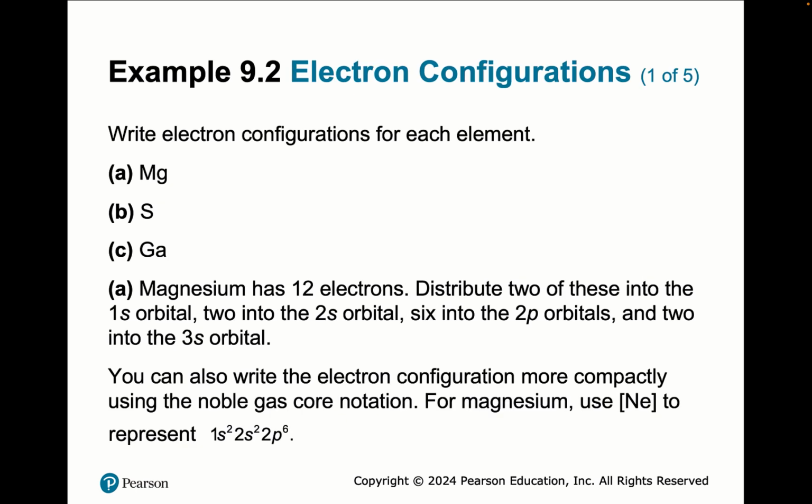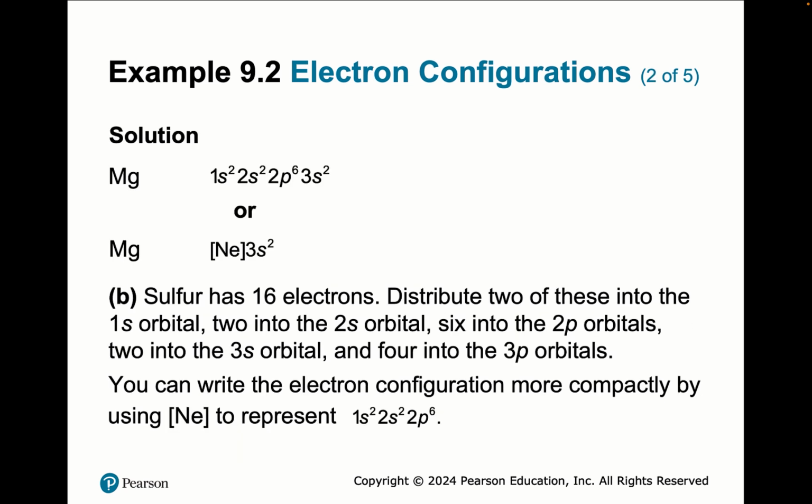So write the electron configurations for each element. You find these in the periodic table. Magnesium is an alkaline earth in the third period, and a period is a row. So that means you get neon's configuration, and then it'll just be 3s2, like that.